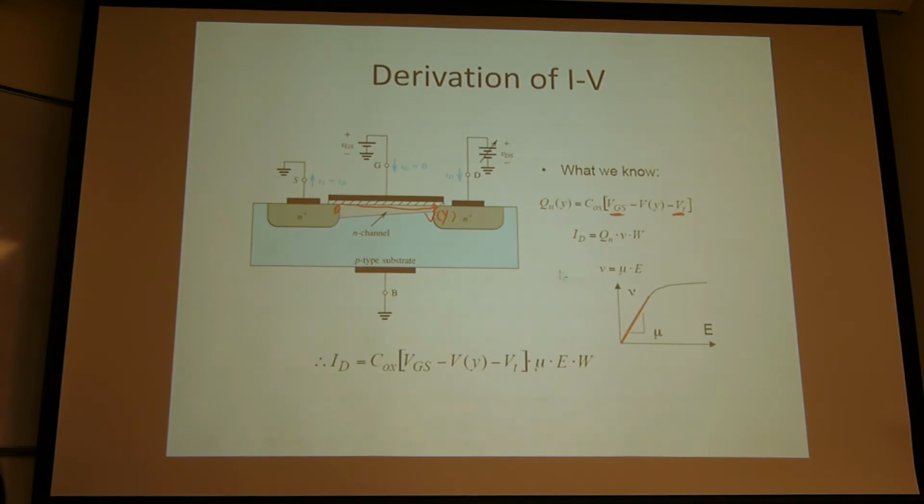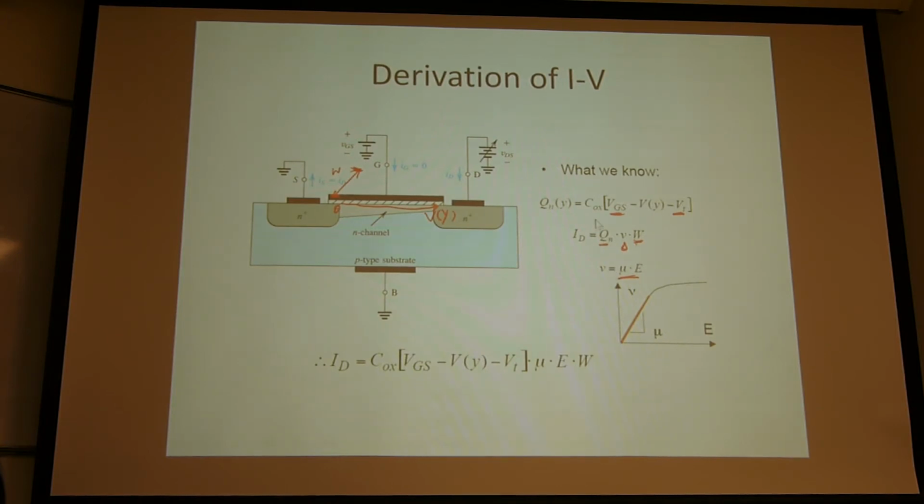Vt. And then we know that the current is determined by this charge density times the width of the transistor, which is in the third dimension. The wider the channel, the larger the current. So then you need to multiply by W. And then how fast the electrons move, that is the velocity. And the velocity is given by the mobility times the electric field. The electric field is from the drain to the source.